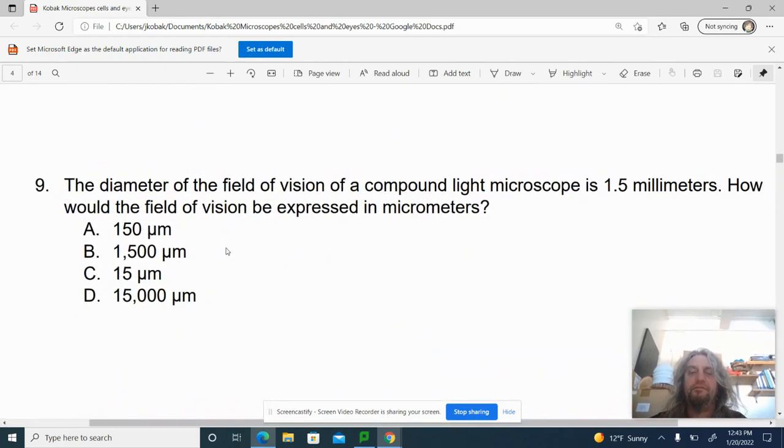The diameter of a field of vision of a compound light microscope is 1.5 millimeters. How would the field of vision be expressed in micrometers, or as I call them, ohms? A, 150 ohms. B, 1,500 ohms. C, 15 ohms. D, 15,000 ohms.